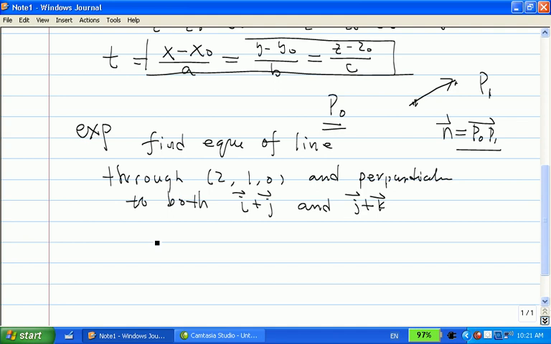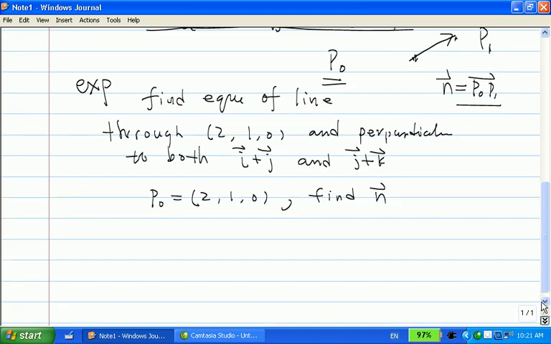Remember, to find the equation of a line, you need to know P0, which is any point your line goes through. For this case, it's simple. They give you (2, 1, 0). And we need to find n. What is n? n is any vector your line is parallel with. Remember that. Now they said our line is perpendicular to both vector i plus j and vector j plus k. So our line is parallel with that.